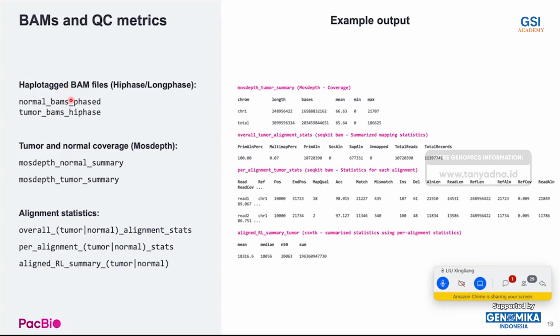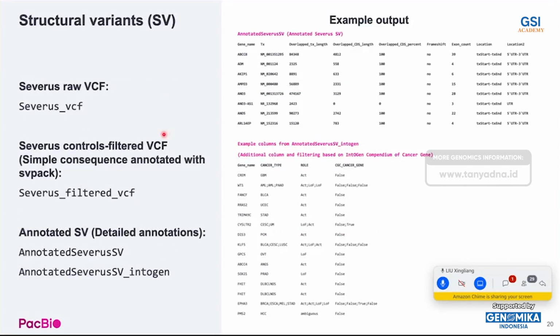Next, I will quickly go through a few key outputs of this pipeline. First, this pipeline provides the fully phased sequencing data in haplotagged BAM format, for tumor and normal samples. The pipeline also provides the sequencing depth metrics derived from the mosdepth tool, and a lot of alignment statistics, for example, the percentage of primary alignments and secondary alignments, and so on and so forth. We also have per-alignment statistics, which give you more details of your alignments.